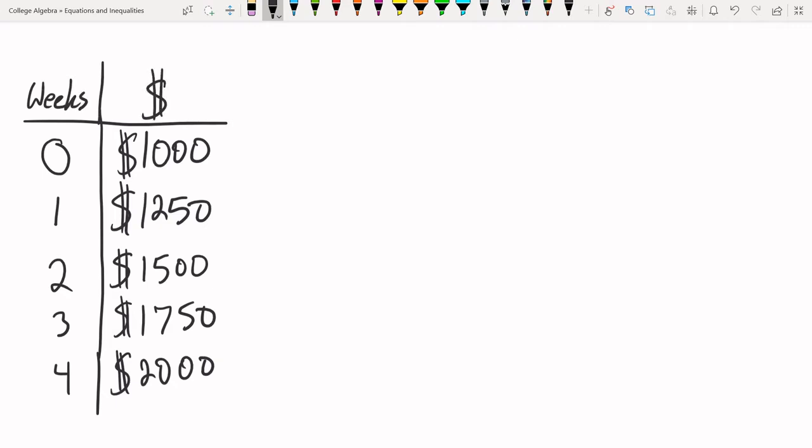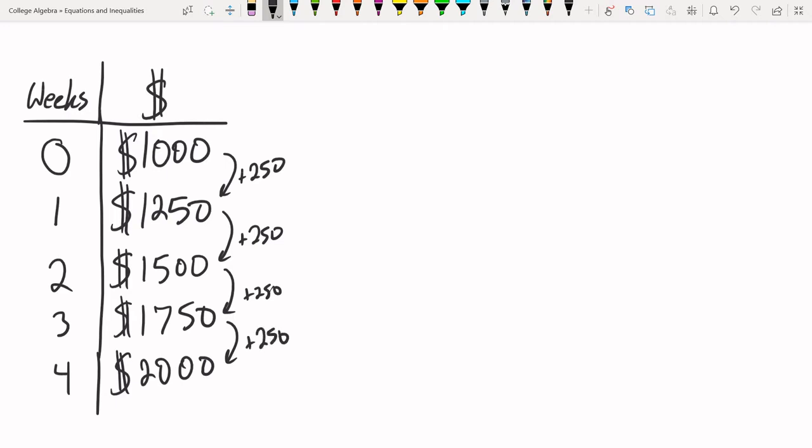This is the number of weeks, and this is how much money we have. You can see that each increase is plus 250, plus 250, plus 250, and of course plus 250.